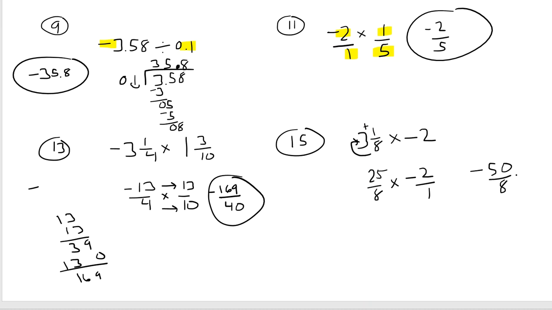And in this case, 2 divides into both of these. 2 goes into 50 25 times. 2 goes into 8 4 times.